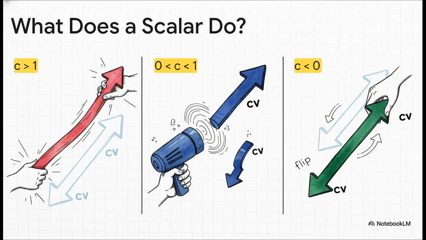Well, if you multiply by a number bigger than 1, you stretch the vector out. If you use a fraction between 0 and 1, you shrink it. And here's the really cool part. If you multiply by a negative number, it completely flips the vector's direction, making it point exactly the opposite way. So you can change its size and reverse it.